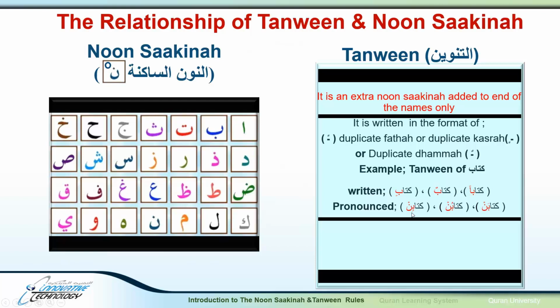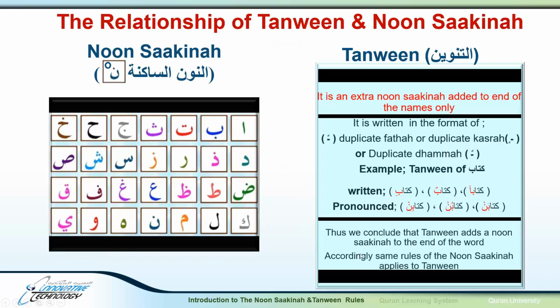So basically, after the word Kitab, there is a Nun Sakinah with a Fatha on the last letter of Kitab, and that's Tanween Fath. So Nun Sakinah is basically a part of Tanween. The word Tanween means adding a Noon. So we conclude that the Tanween adds a Nun Sakinah to the end of the word, and accordingly, the same rules of Tajweed that apply to the Nun Sakinah automatically apply to the Tanween.